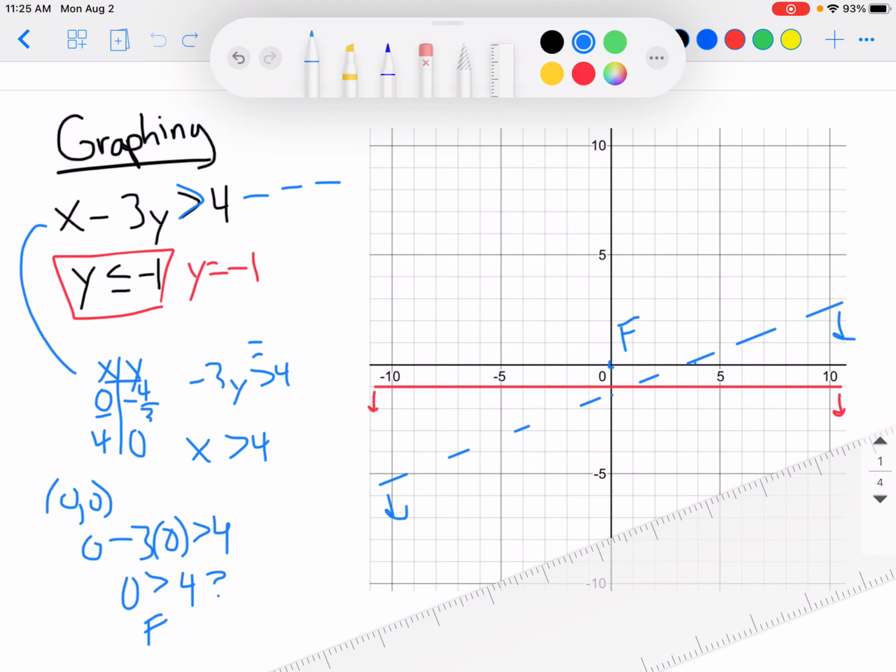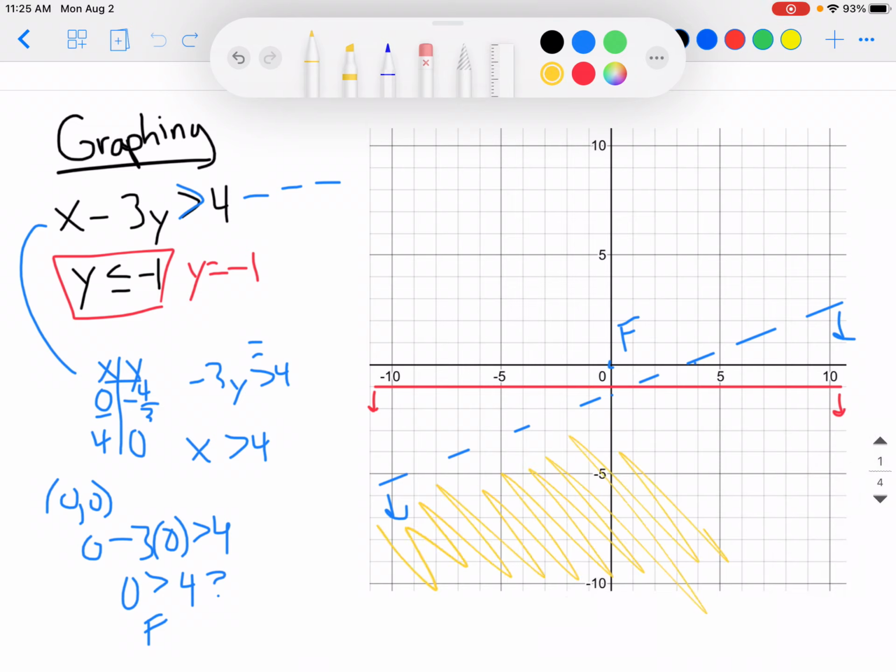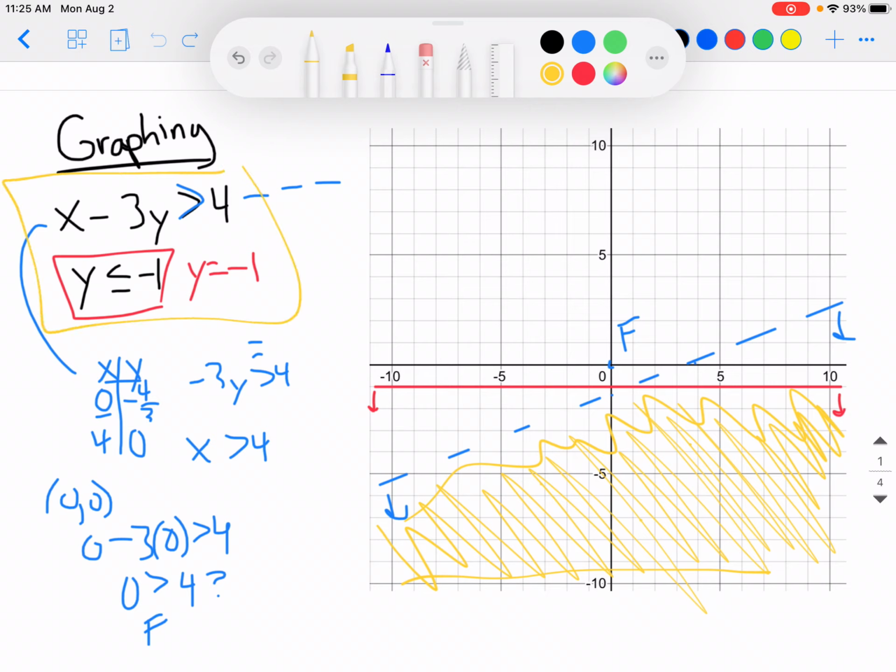And so we want to shade below both the red line and the blue line. And so we're going to find the region that works best for both of those, and that's this area right here. And there we go. This shaded area represents a region of the graph where we can take any point we want, whether it be perfect integers or something else, and it would work for both of these inequalities.